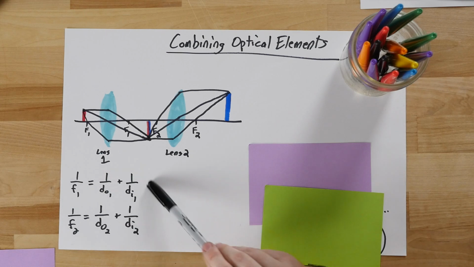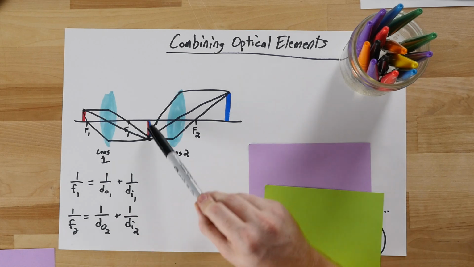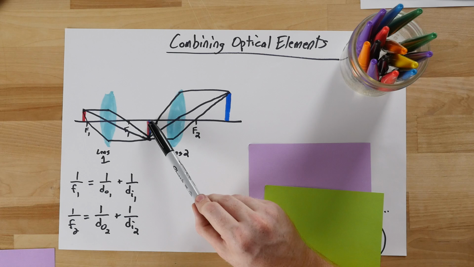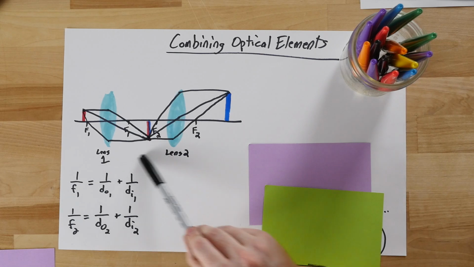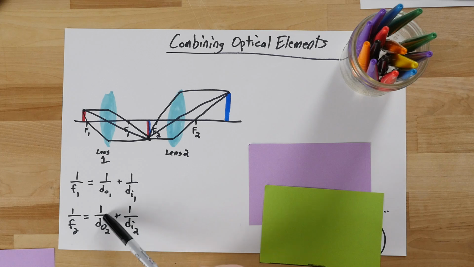Now we can do this all very exactly using our lens equation. For the first lens, we take into account its focal length, the distance of the original object to the lens itself, and the distance of the image from that lens. Now that will place us at some distance here. And that distance, based on the distance between the lenses, will allow us to figure out what our new DO is for lens 2. Based on the new DO for lens 2 and the focal length of lens 2, we can calculate what DI2 will be.